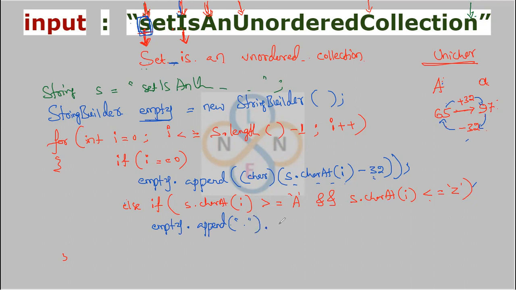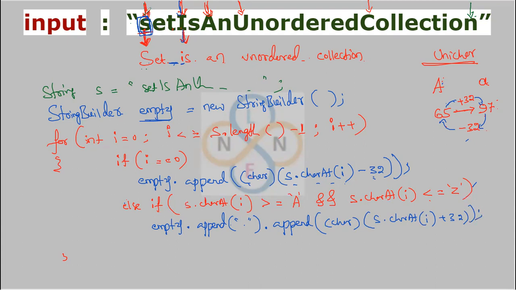Then dot, we can also use one more append method. And what's the next thing? Capital letter, we have to make it a small letter. So for that, again the same process, typecasting the result to character type, then s dot charAt(i), and this time should we add or subtract? From uppercase to lowercase, we have to add 32. So this is the end of this append method. Correct? So this is the next condition.